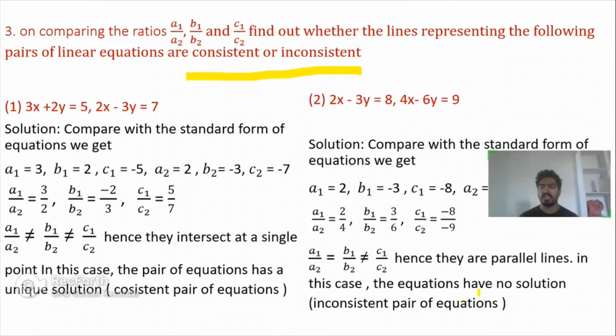Hence, they are called parallel lines. In this case, the equations have no solutions. So, hence, this type of pair of equations is considered as an inconsistent pair of equations. Okay.